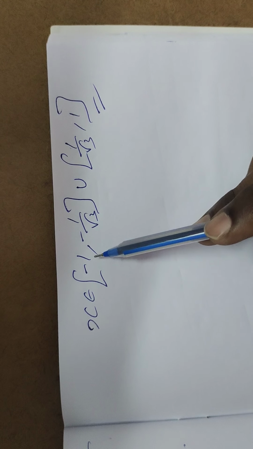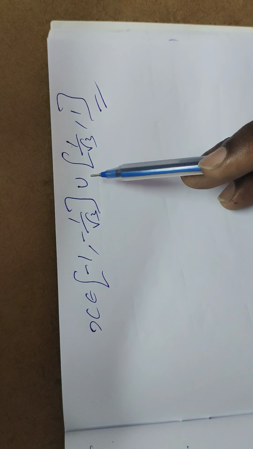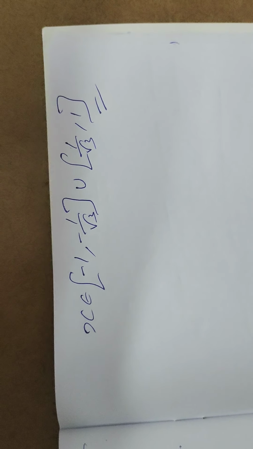So we can apply in the formula. X belongs to minus 1 comma minus 1 by root 3 union 1 by root 3 comma 1. Clear? And same model, another one question.